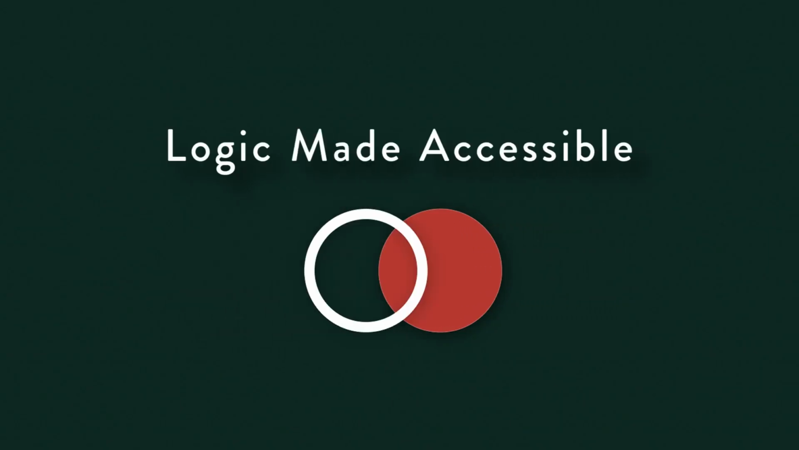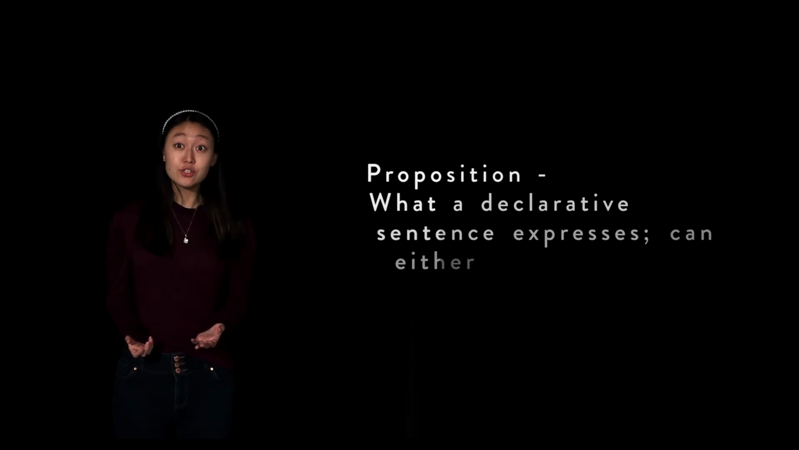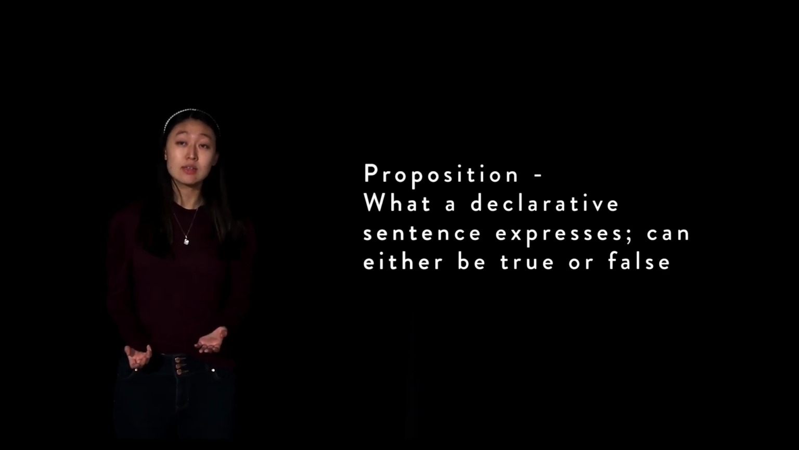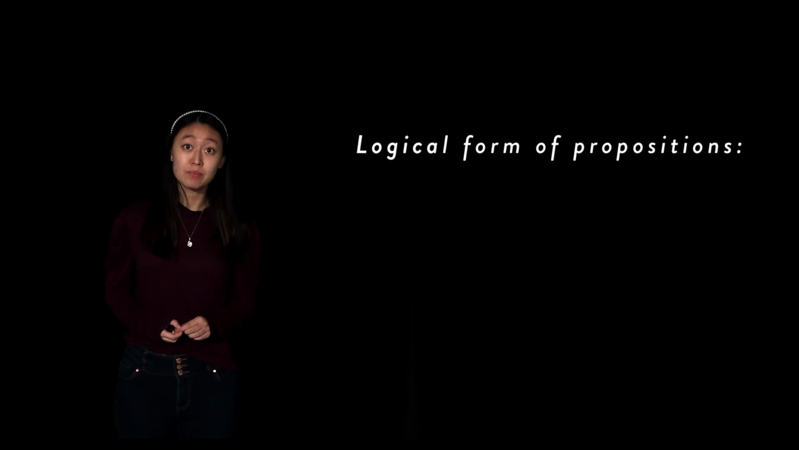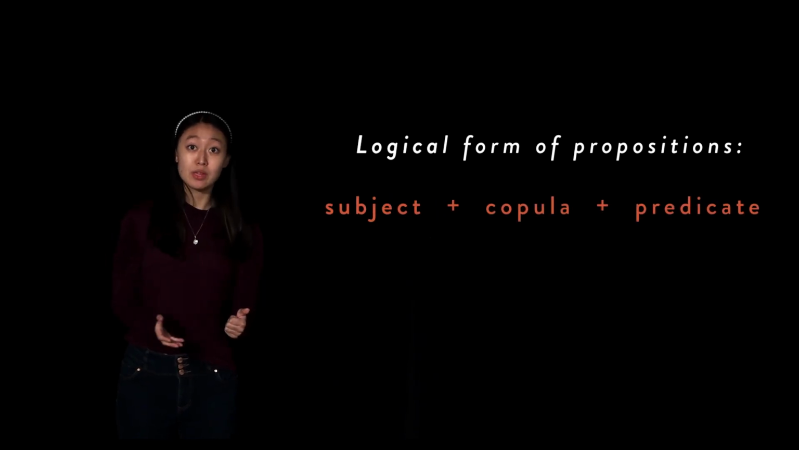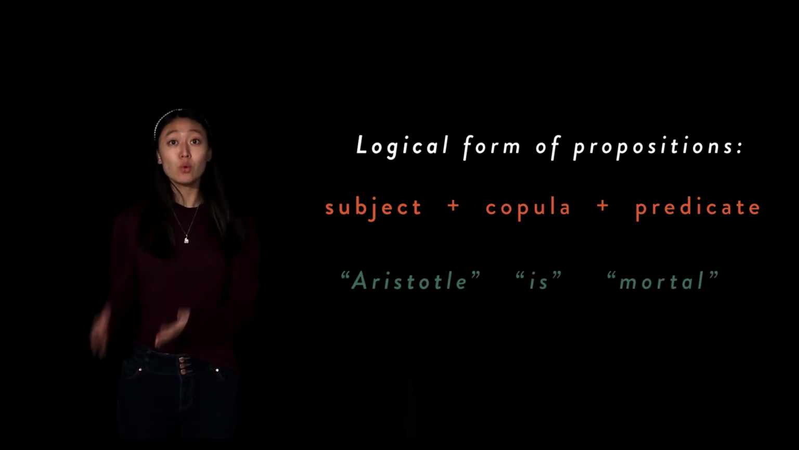Last week we learned about terms, and this week we're learning about the second building block of logic, propositions. A proposition is whatever a declarative sentence expresses, in such a way that it can either be true or false. Let's unpack this. From the perspective of Aristotelian logic, propositions take a specific form. First a subject, followed by a copula, which introduces the predicate. Like in the sentence, Aristotle is mortal.